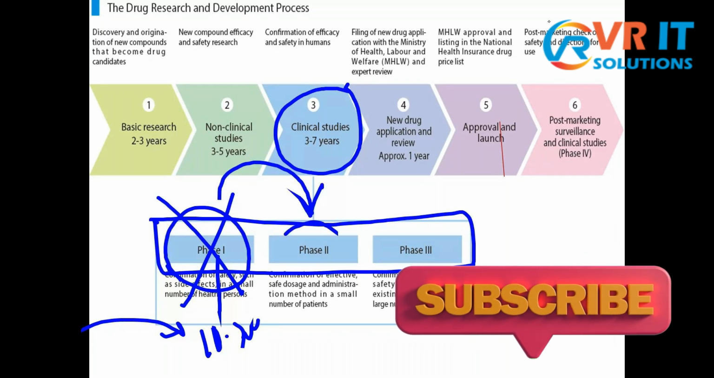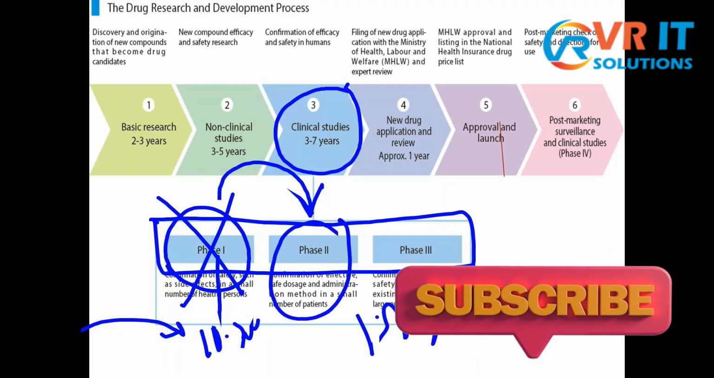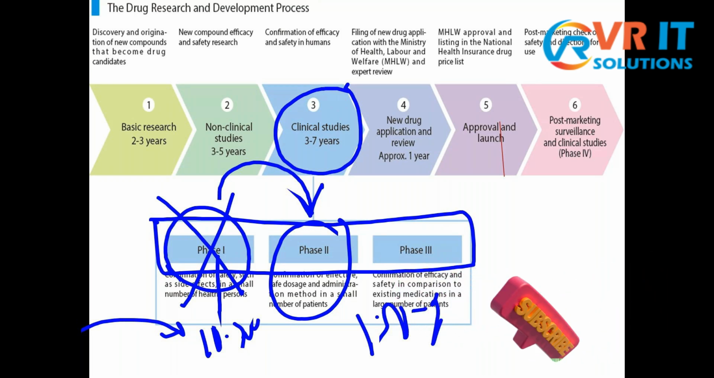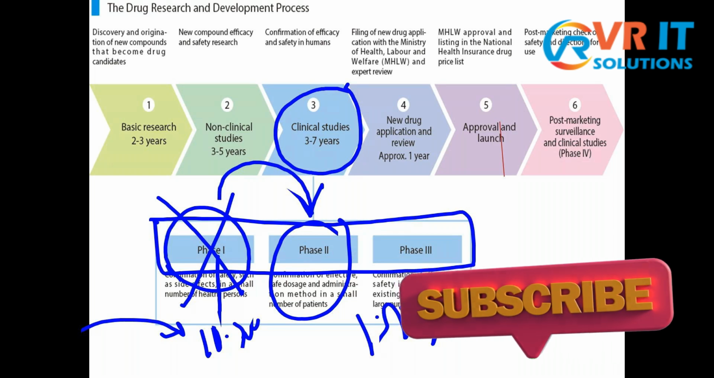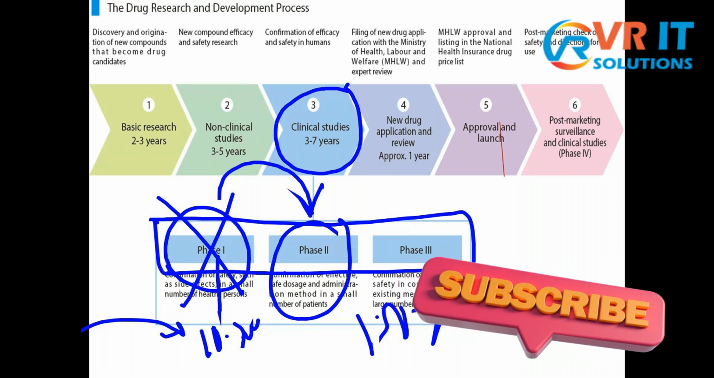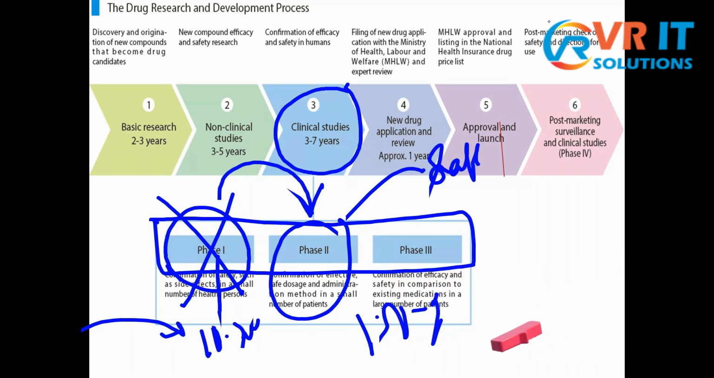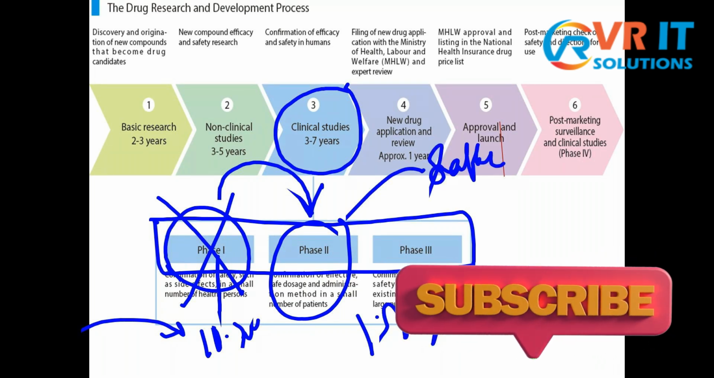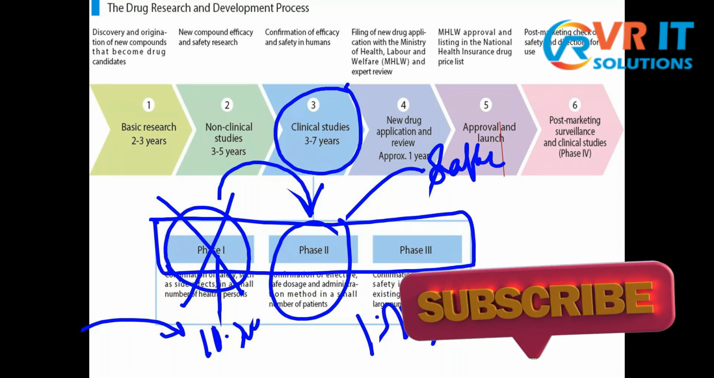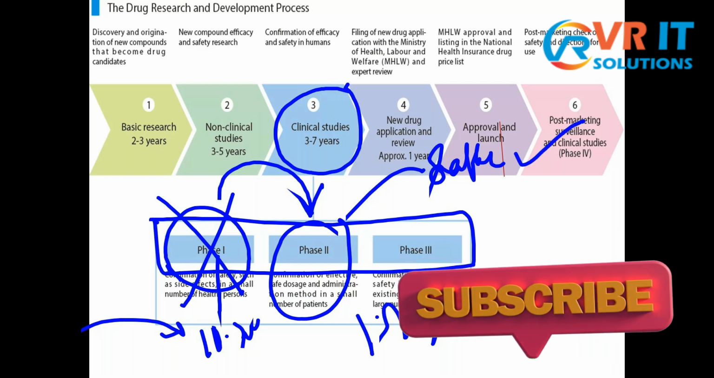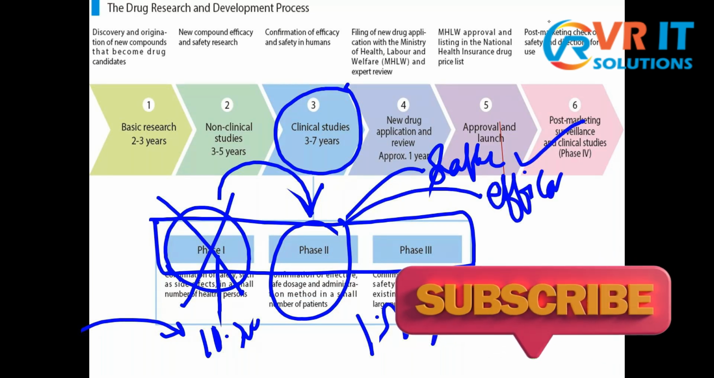In phase 2, around 100 to 200 to 500 people will be selected. Again, the number depends on the therapeutic area. If it is oncology, very few people will be included. Here the safety of the drug is checked, like how it affects the human, and how many adverse events or serious adverse events it gives. Along with that, the efficacy of the drug will also be checked.